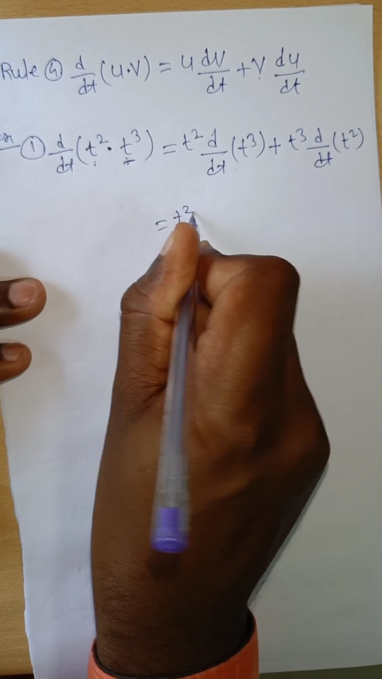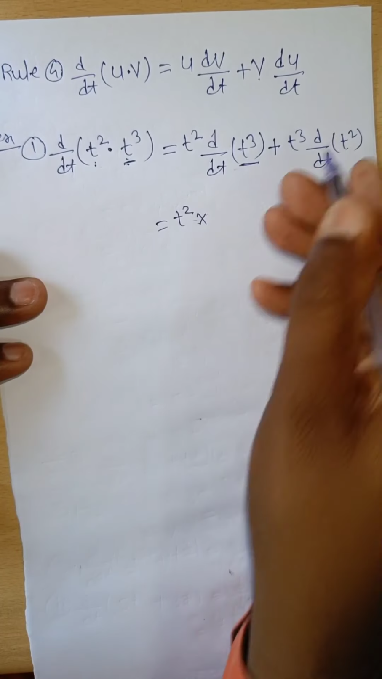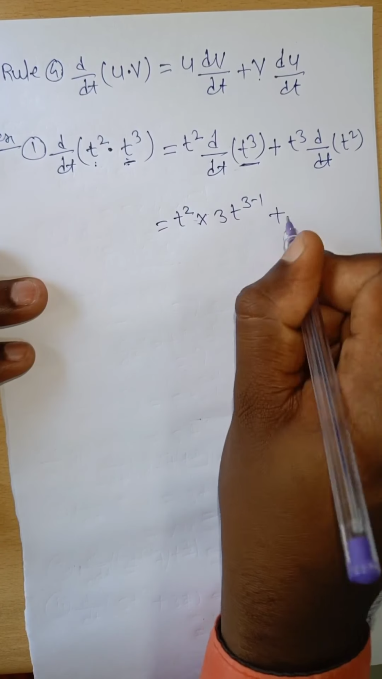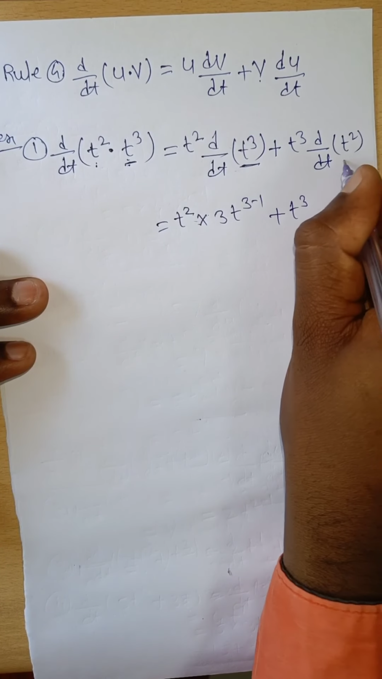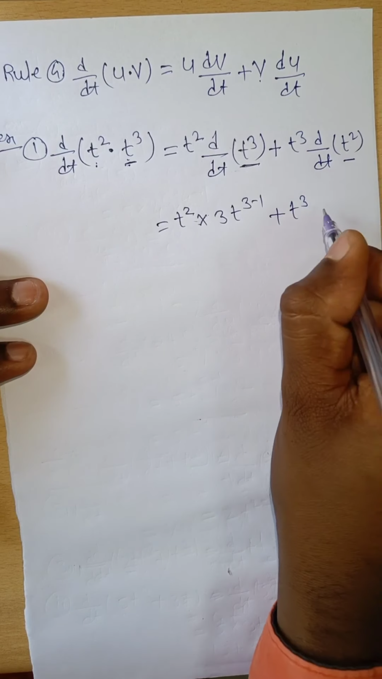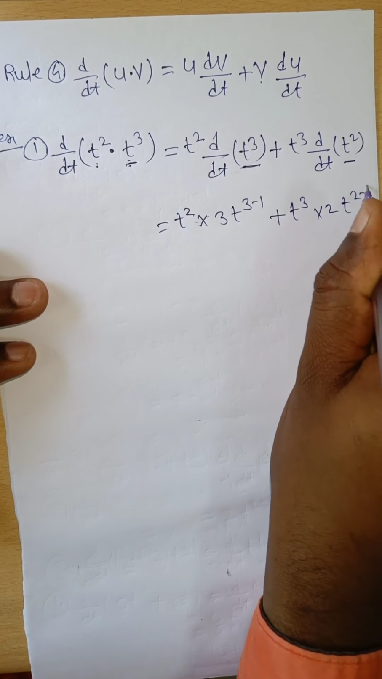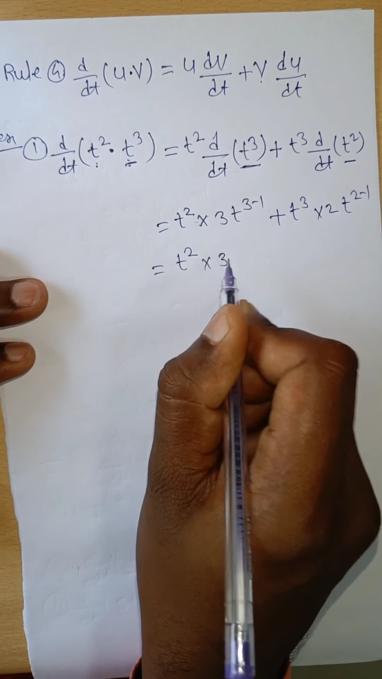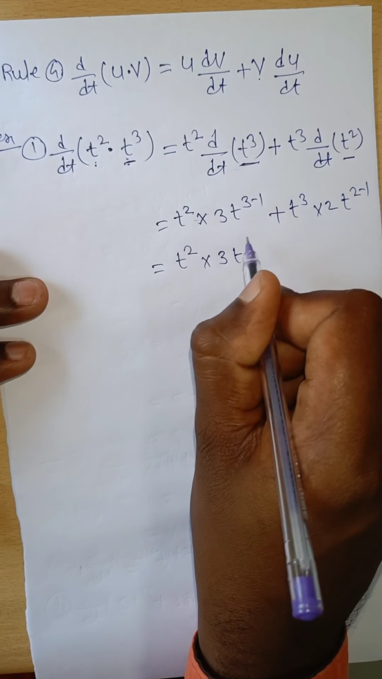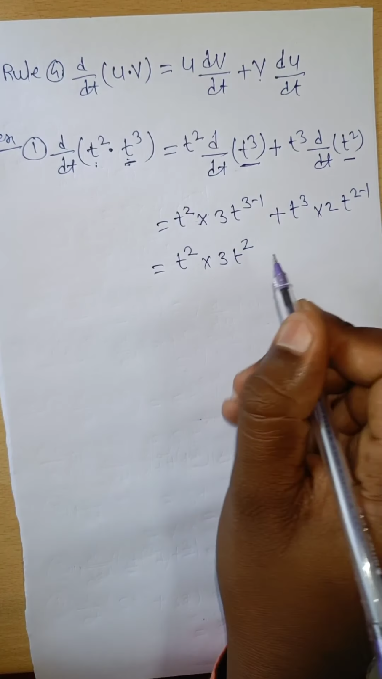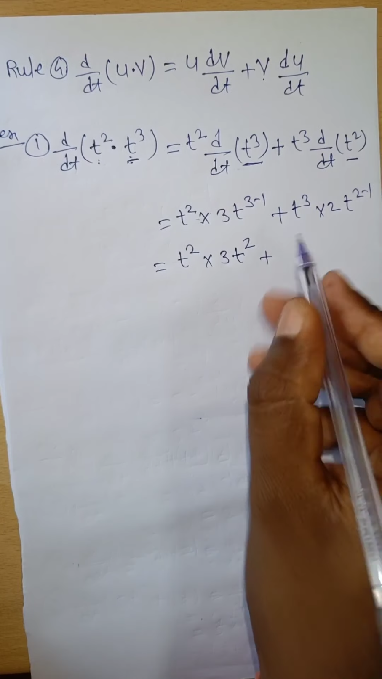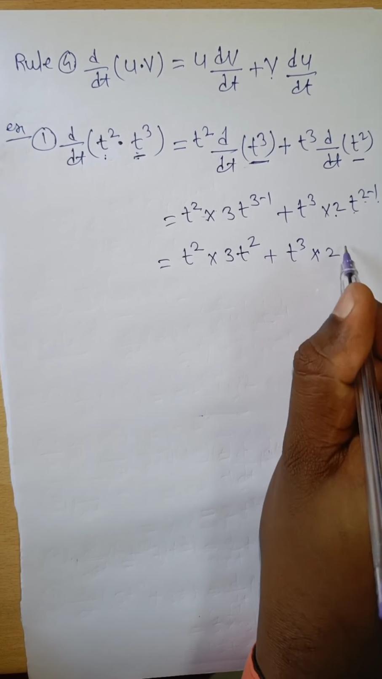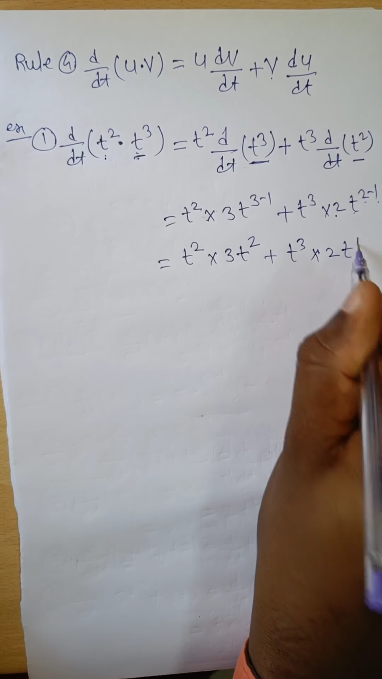Then this is t square into differentiation of t cube. Differentiation of t cube is 3 into t to the power of 3 minus 1, plus t cube as it is, into differentiation of t square, which is 2 into t to the power of 2 minus 1. That is t square into 3 t square plus t cube into 2 into t to the power of 1.